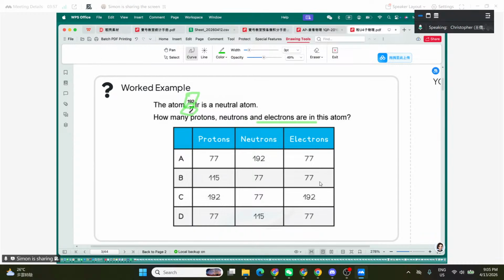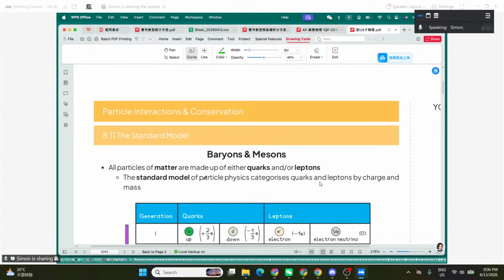The last option, D. Because we look at the bottom part, the 77 represents the proton number. The total nucleon number is 192, and we use 192 minus 77, so we get the neutron number. No problem. And the electron number is the same if this one is not an ion, it's a neutral atom, so the proton number equals the electron number. So the electron number is 77, and we choose the answer D. No problem.